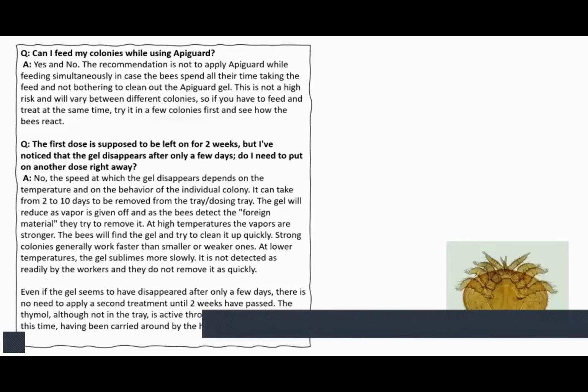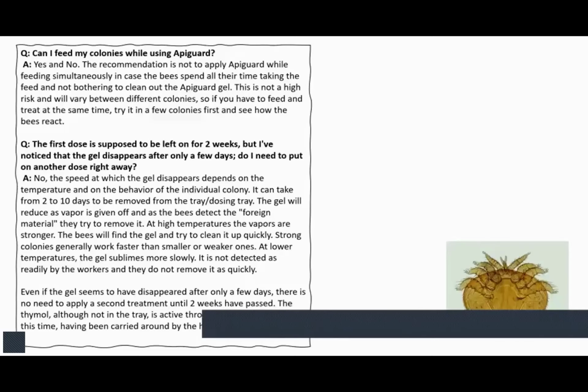The bees will find the gel and tray and will clean it up quickly. Strong colonies generally work faster than the smaller ones. At low temperatures, the gel sublimes more slowly. So, and I don't know why this is on there.